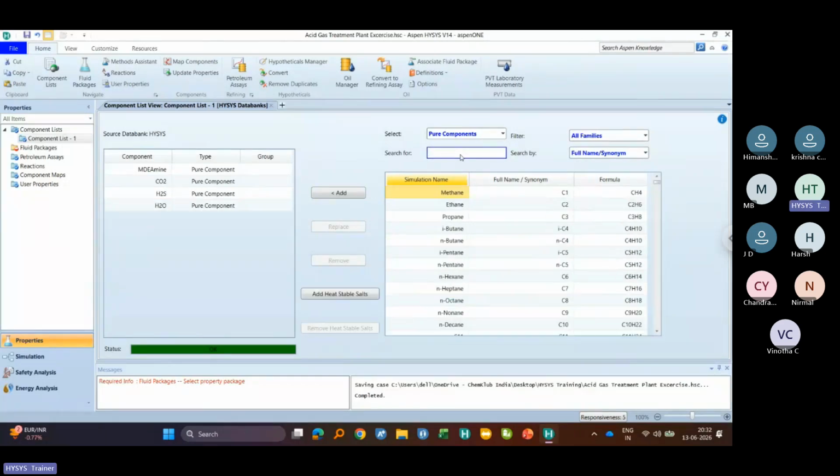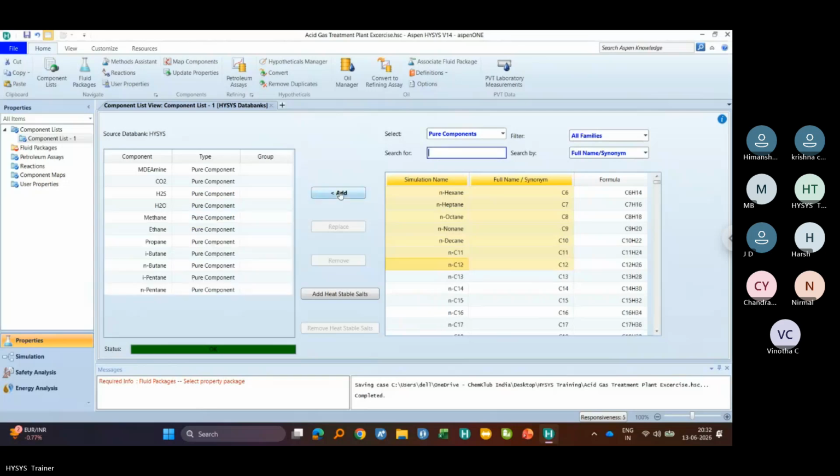And then we have our hydrocarbons starting from methane, ethane, propane, i-butane, n-butane, i-pentane, n-pentane. So we'll just go by this sequence: methane, ethane, propane, i-butane, n-butane, i-pentane, n-pentane. So we are done with adding the components. Now we will go for selecting the fluid package. For this particular example, I will be using the method assistant for selecting the fluid package. So I will click on this method assistant.